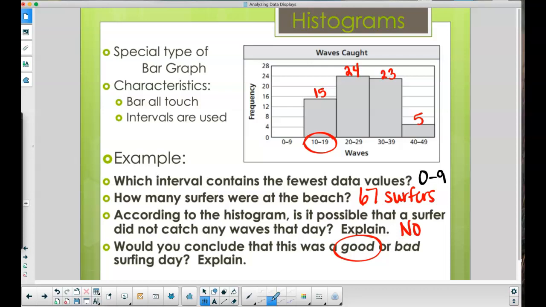Okay. Questions on how to read a histogram? What if I just asked you how many people caught 30 to 49 waves? What would you say? 30 to 49.